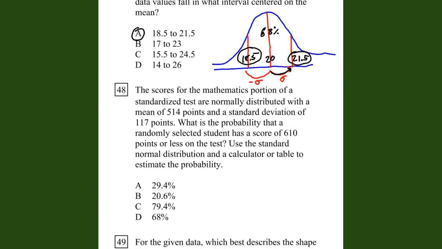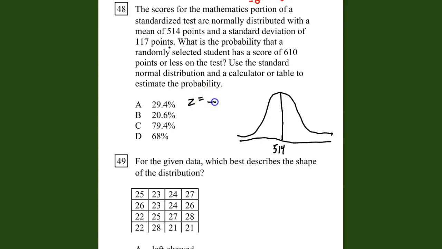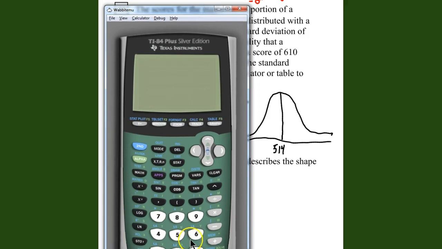Let's go down to number 48, looking at some. The z-score is going to be the value of x minus the mean divided by standard deviation. So our z-score will be 610 minus our mean, 514, divided by 117. So you just need a calculator and find out that that z-score is going to be, let's see here, 610 minus 514 divided by 117. And we get 0.82.